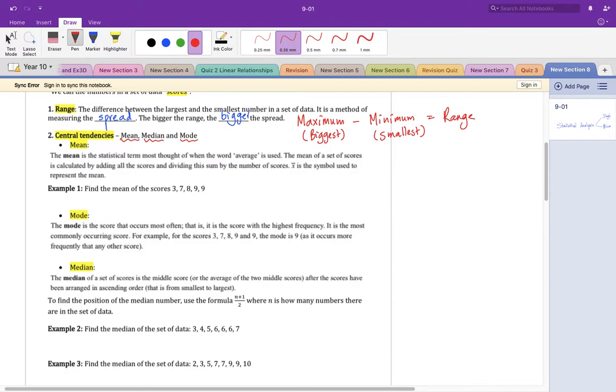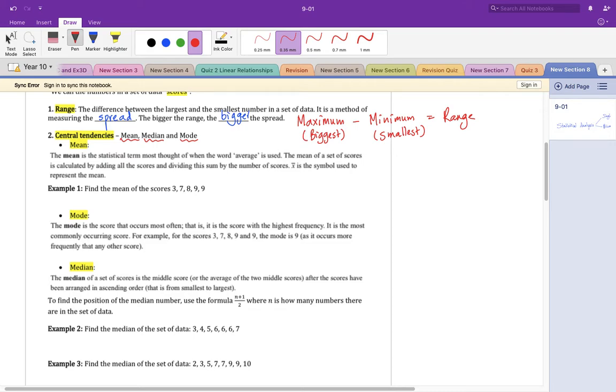For mean, the mean is the statistical term most thought of when the word average is used. So mean and average, to me, are exactly the same thing. And the mean of a set of scores is calculated by adding all the scores up and dividing this sum by the number of scores.